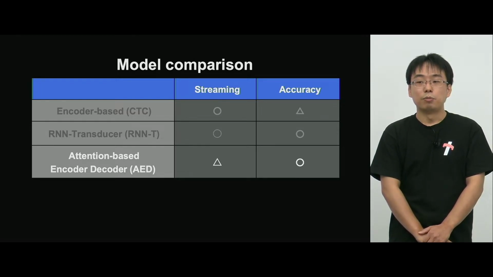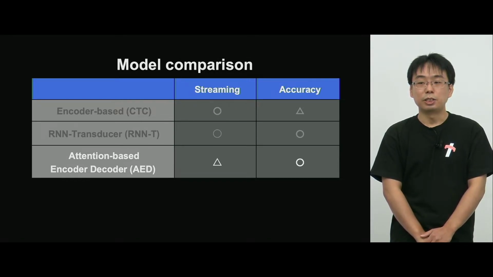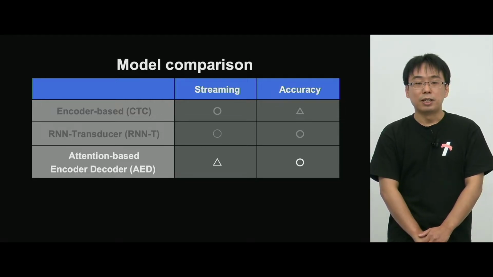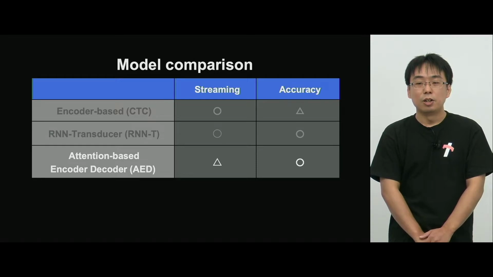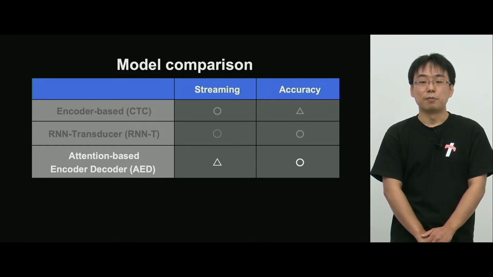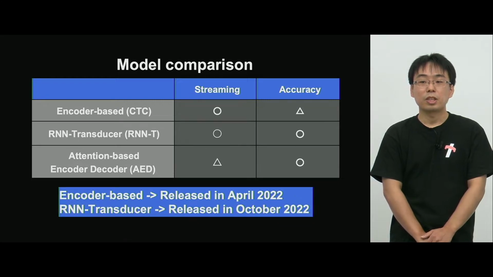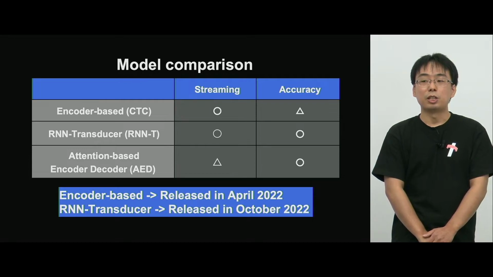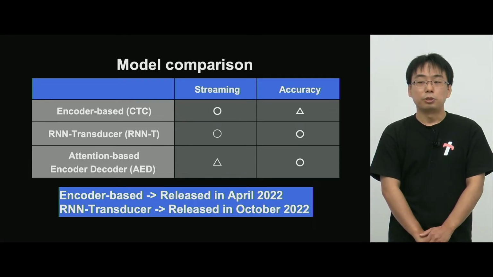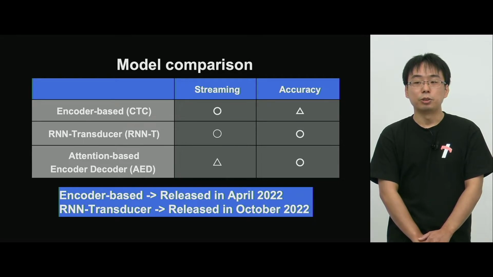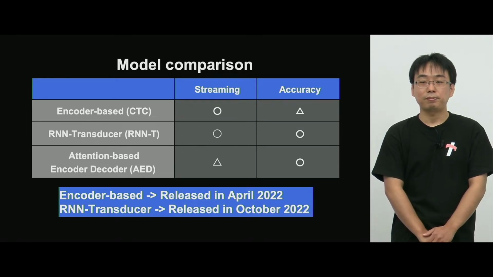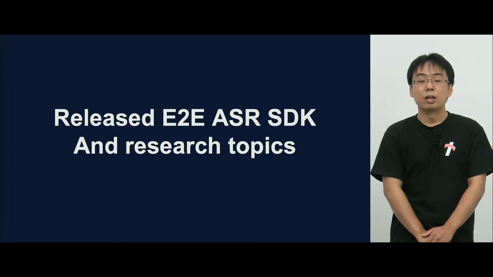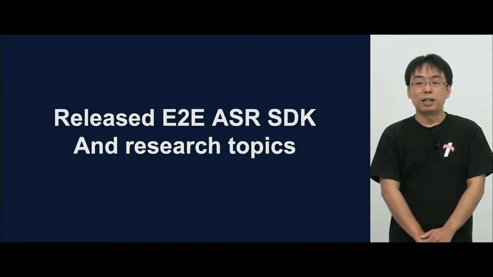And the attention-based model, among the 3 models, can achieve the highest accuracy, but to do streaming, you need some tricks. YJVOICE needs streaming capability, so applying this model is difficult. So considering those points, we released in April the beta version of the encoder-based model, and as the official version in October we released the RNN transducer model.